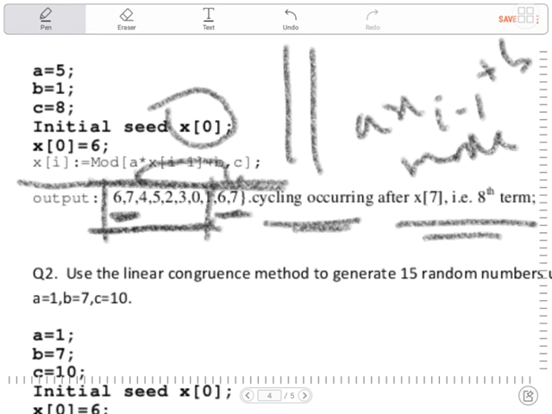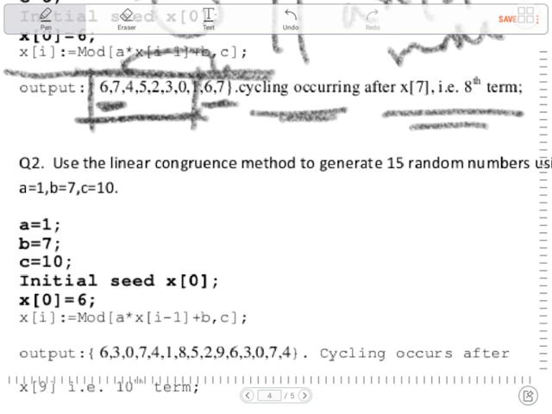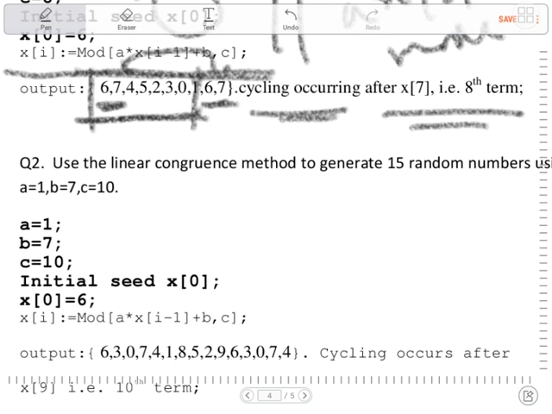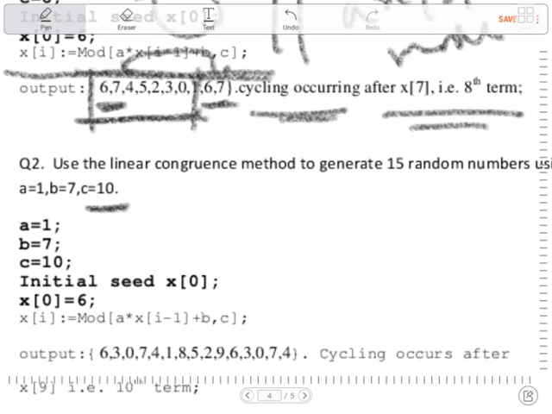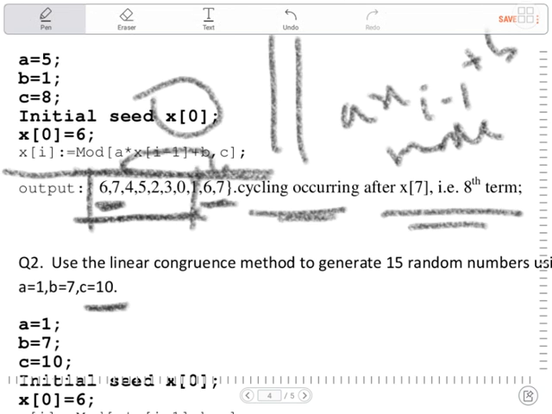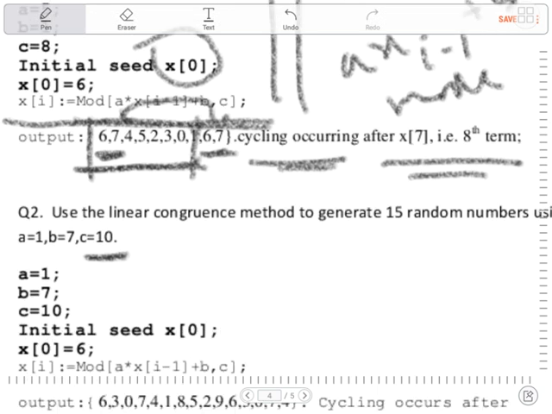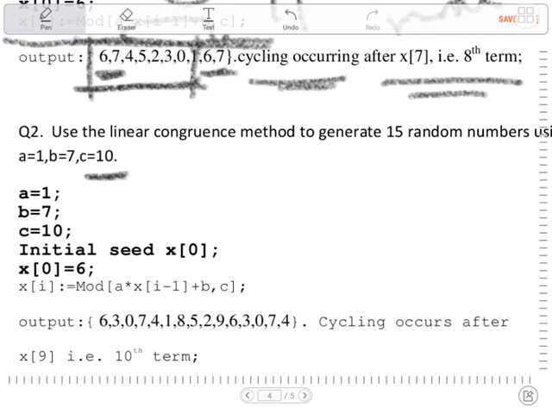Again, suppose for this one, a equal to 1, b equal to 7, c equal to 10. So now you will see the output here. Again the same method I am using. I am taking the same initial seed so as to show that the initial seed is not the matter. The main matter is this c. So here c was 8 and here c is 10. Now you can see the length of the sequence in which the pattern is not coming will be increasing.